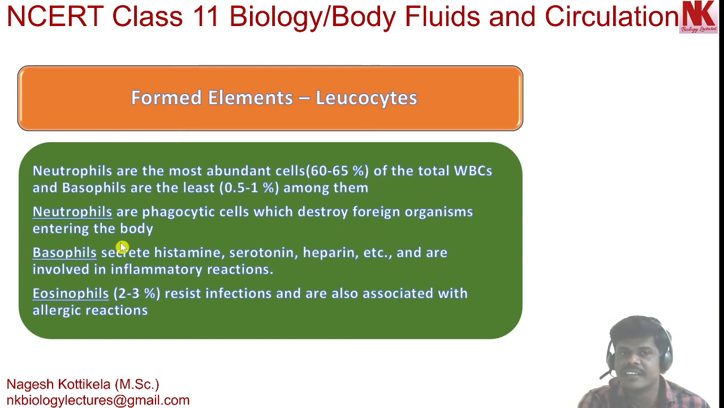Next, basophils secrete histamine, serotonin and heparin. These chemicals play very important roles. Histamine is a vasodilator. Serotonin is a vasoconstrictor. Heparin is anticoagulant.